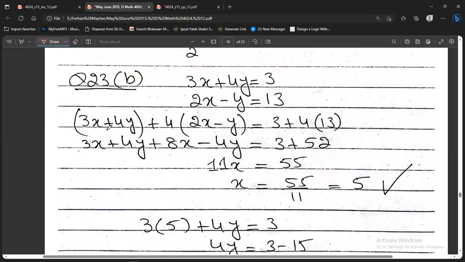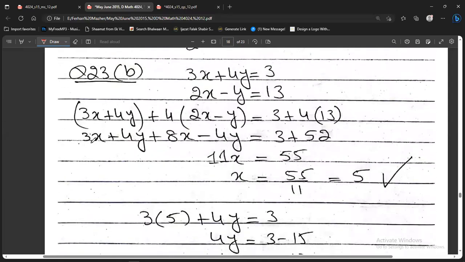Okay, I am going to use the horizontal method. So 3x plus 4y plus 4 bracket 2x minus y bracket close equals 3 plus 4 into 13. Left side is added to the left side, the right side is added to the right side. So you will have 3x plus 4y plus 8x minus 4y equals 3 plus 52. So this and this will be gone.